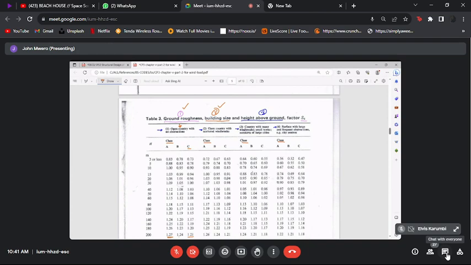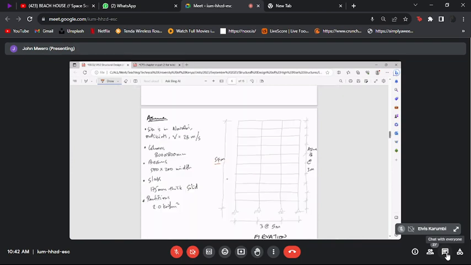So we know that we need to read off this column. And then now we will say, this level here is 3 meters. This is 3 meters. This is 6 meters. This is 9 meters, because each of them is 3 meters floor to floor.